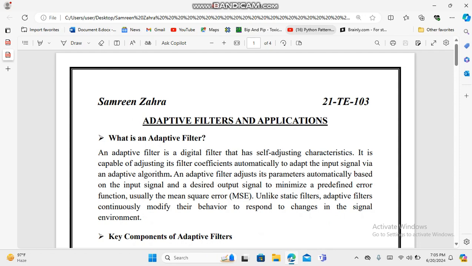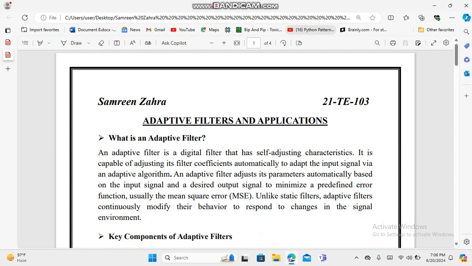Now moving towards that, what is an adaptive filter? An adaptive filter is a digital filter that has a self-adjusting characteristic. It is capable of adjusting its filter coefficients automatically to adapt to the input signal via an adaptive algorithm. An adaptive filter adjusts its parameters automatically based on the input signal and a desired output signal to minimize a predefined error function, usually the mean square error. Unlike static filters, adaptive filters continuously modify their behavior to respond to changes in the signal environment.